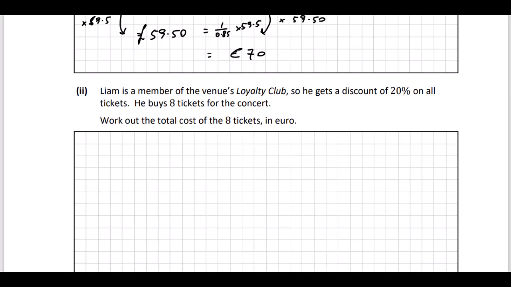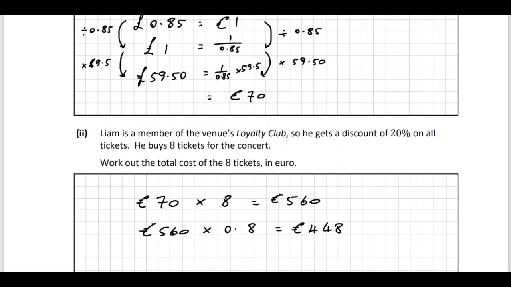Liam is a member of the Venues Loyalty Club, so he gets a discount of 20% on all tickets. He buys 8 tickets for the concert. Work out the total cost of the 8 tickets in euros. So first of all, the tickets are going to cost 70 euros each. You've got to multiply that by 8. That's 560 euros, and then he gets a 20% discount, so you've got to take 560 euros and reduce that by 20%. In other words, multiply by 0.8. When you do that, you get 448 euros. That's it for part 2.